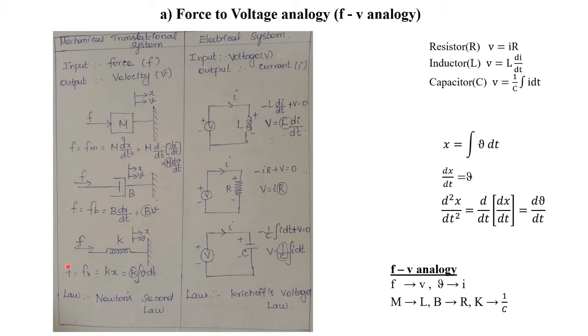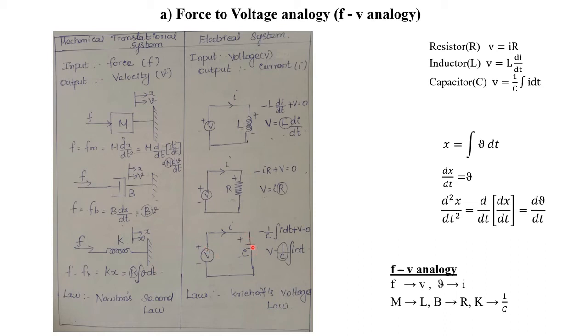Using Newton's second law, we can write the applied force F will be equal to a single opposing force, that is Fk. We know the formula for Fk, that is k into x. Now we are going to write this x in terms of velocity v. See here, x will be equal to integral v dt. So instead of x, we can write it as integral v dt. Understood?